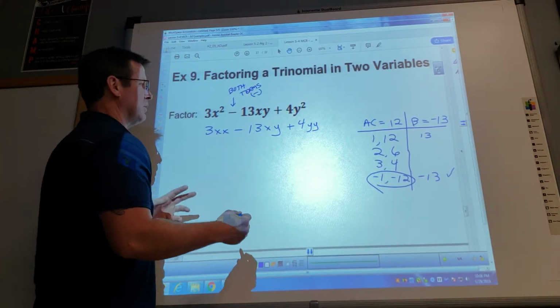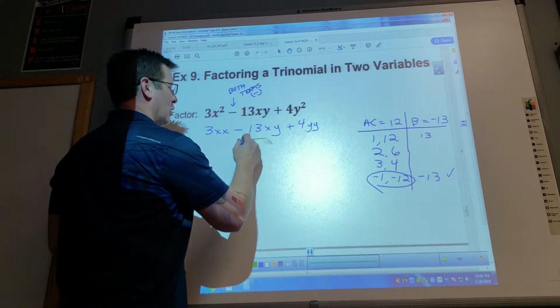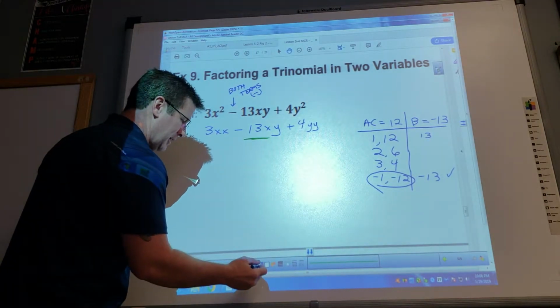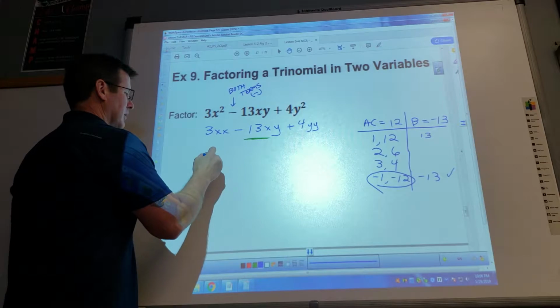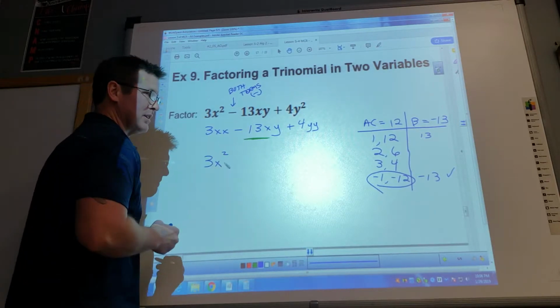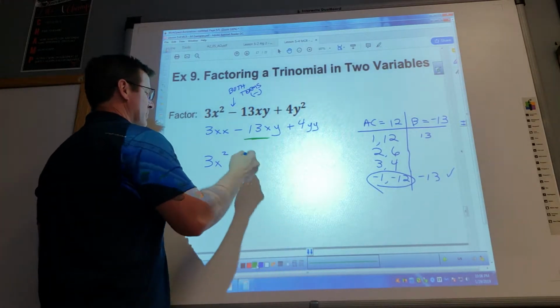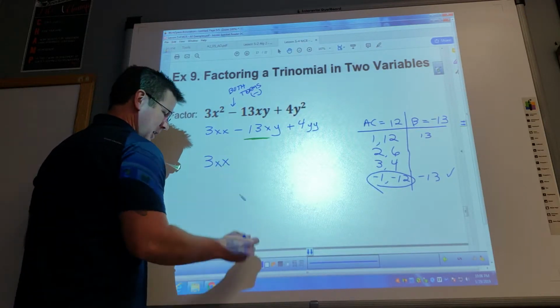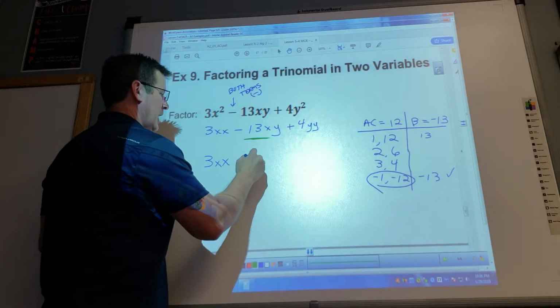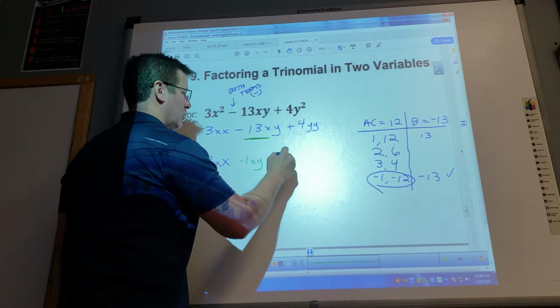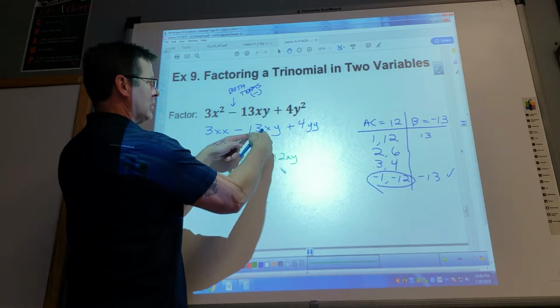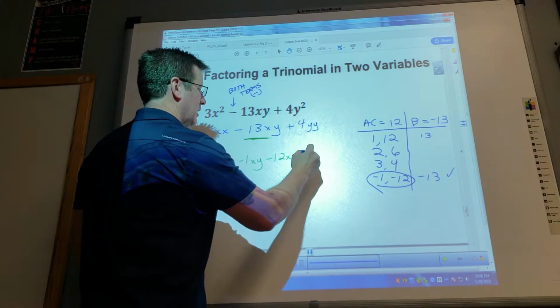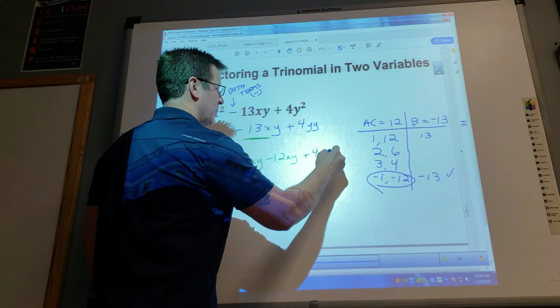Again, just like we did with all the other examples, I'm going to rewrite the B term. And how am I going to do that? Simple. I'm going to go ahead and write this as x squared. Negative 1xy, negative 12xy. That's still negative 13xy. And at the very end, plus 4yy.